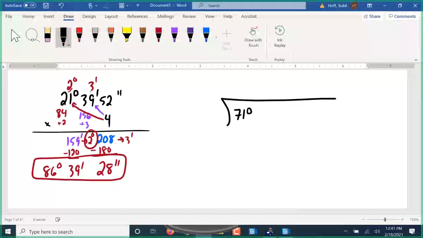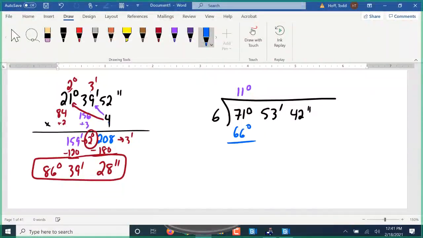Let's say we have 71 degrees, 53 minutes, and 42 seconds. I'm going to divide that into 6 equal pieces. Well, 6 into 71 goes 11 times. 11 degrees times 6 is 66 degrees. We subtract 71 minus 66, there's 5 degrees left over.